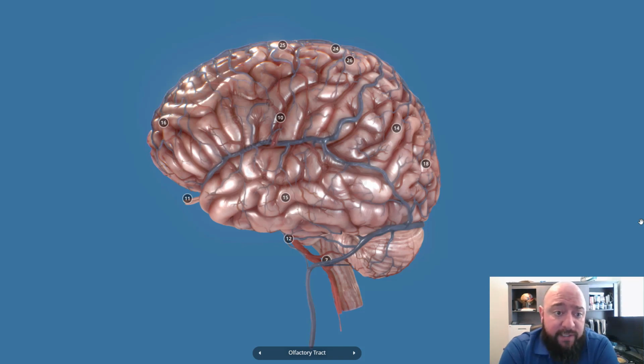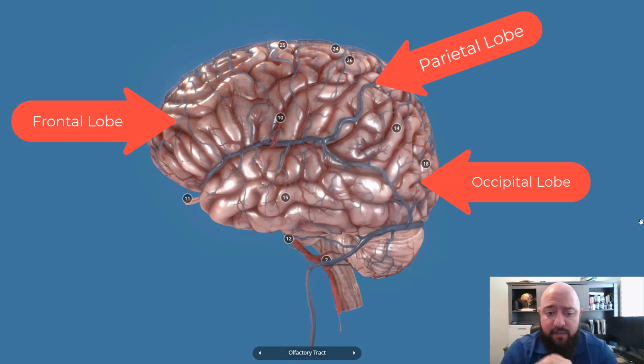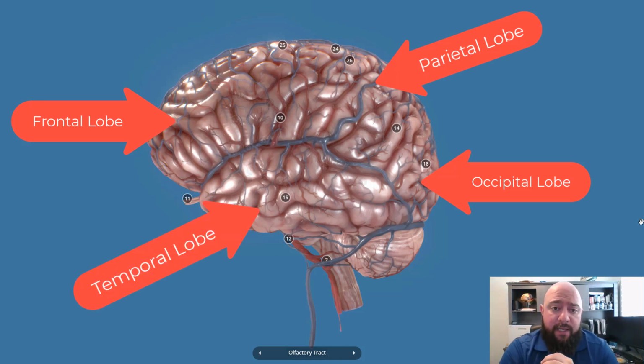But the cerebral cortex is a really important part of the brain. And so we'll go over this one first, and then we'll take a look inside and see what's going on there. So the cerebral cortex, this outer covering of our brain, gets divided into four different areas, or what we would call lobes. You've got the frontal lobe, the parietal lobe, the occipital lobe, and the temporal lobe. And each one of these regions is tasked with doing different jobs.